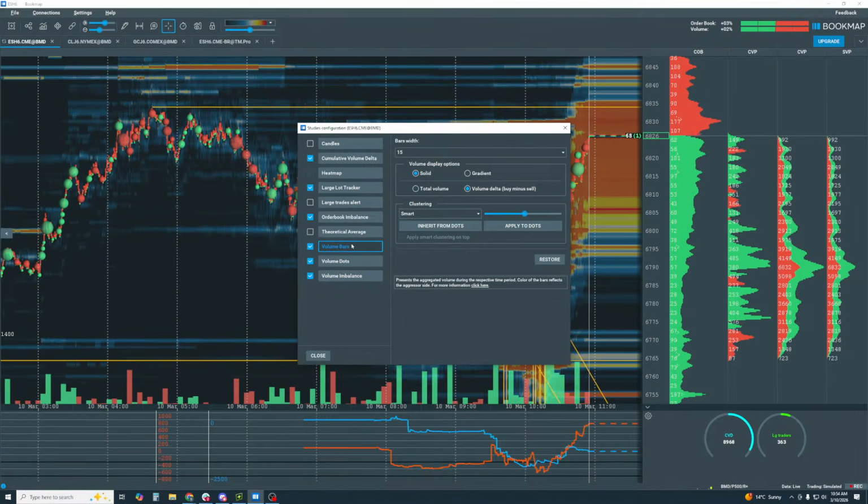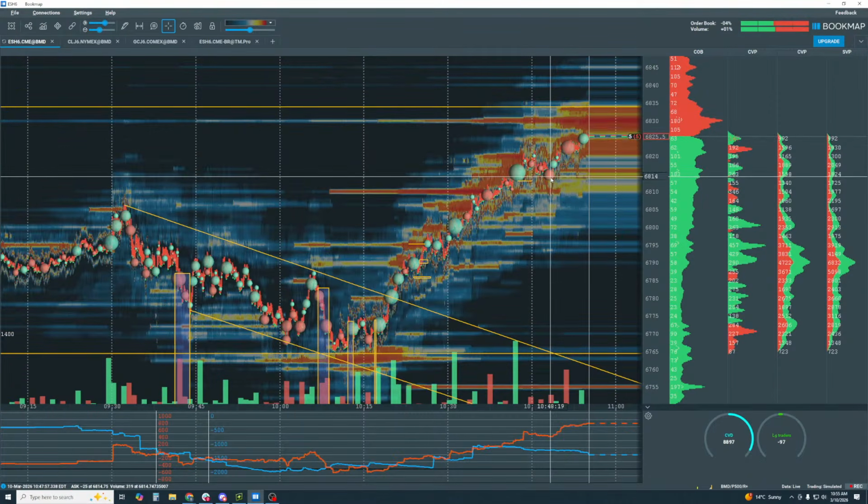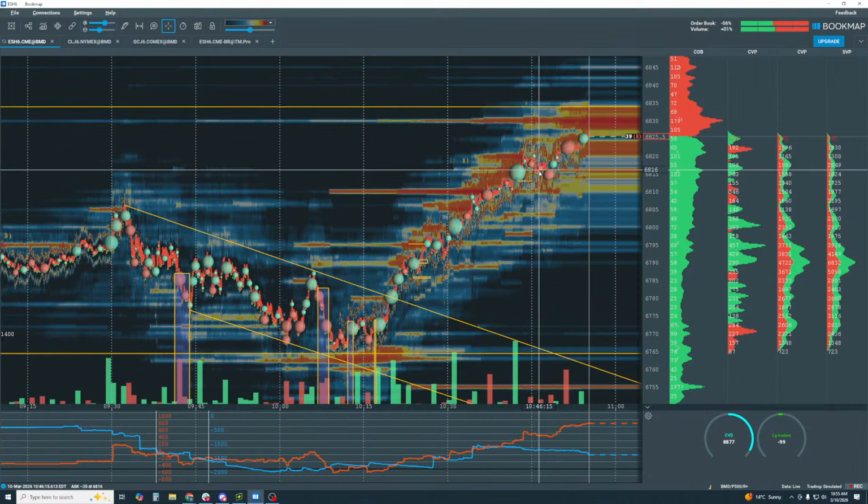We go over to the bars here, and you can see it says volume delta as well. I really like this setup very much, although the clustering is also the same now as the volume dots. You can also inherit from the dots or apply to the dots, whatever. So you can use these two buttons to be on the same page, basically. All right, so now we close that.